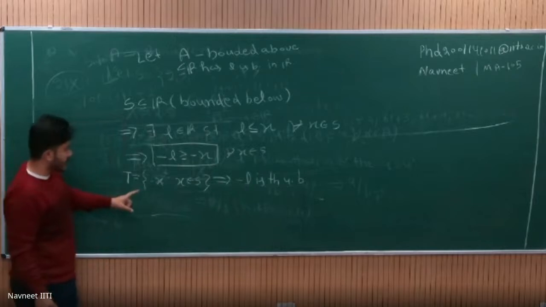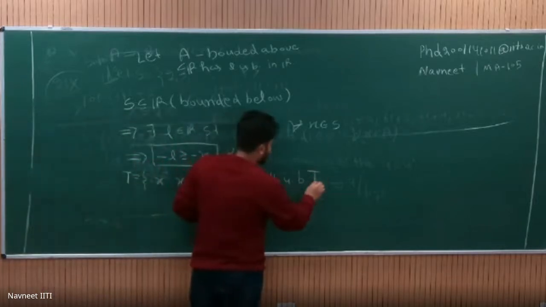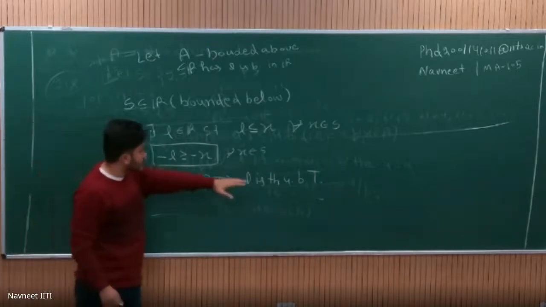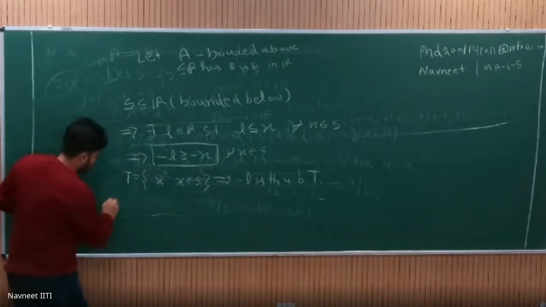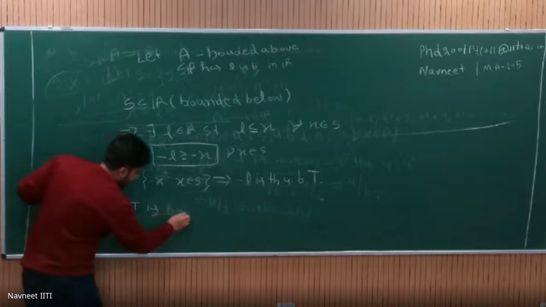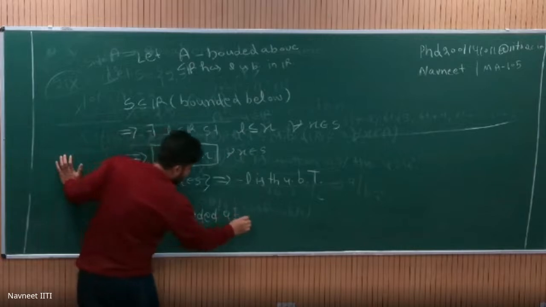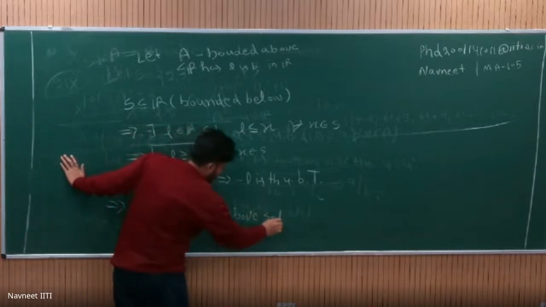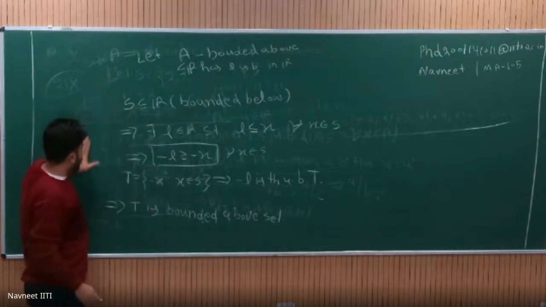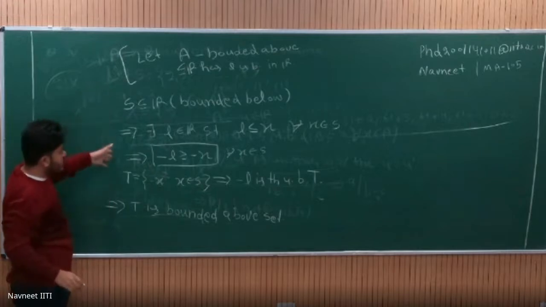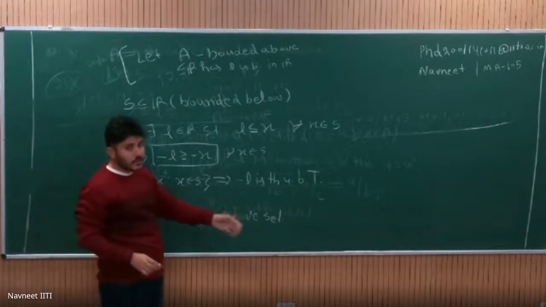The new set we have defined, T. Minus L is the upper bound for set T. This means T is a bounded above set. Till now we do not use our assumption. Up to this point we are just using definitions. Using these things we got that T is a bounded above set.